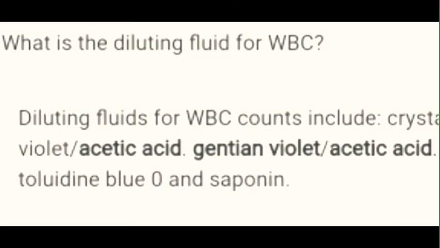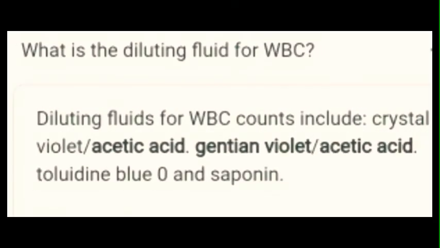What is the diluting fluid for WBC? Diluting fluids for WBC counts include crystal violet, acetic acid, Gentian violet or acetic acid, toluidine blue, zap and saponin. These solutions are used as the WBC diluting fluid. The total number of living or dead cells in a given volume of area for microorganisms, the term is generally applied to bacteria, spores or yeast.